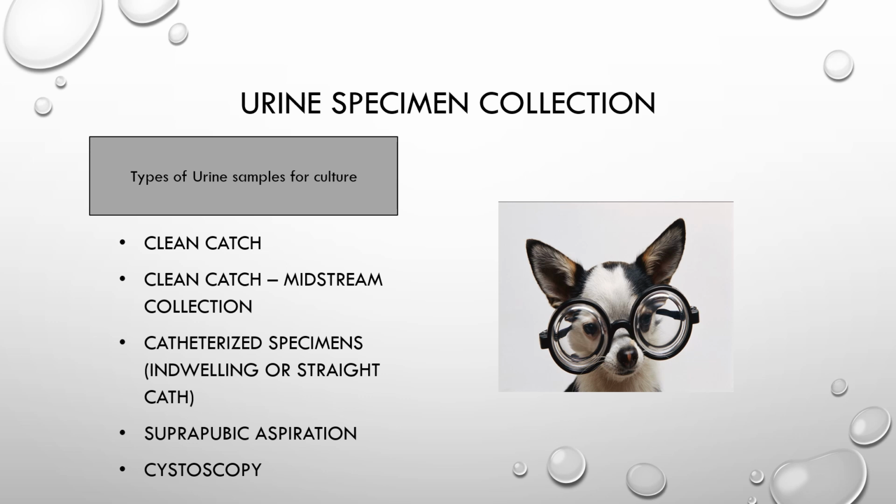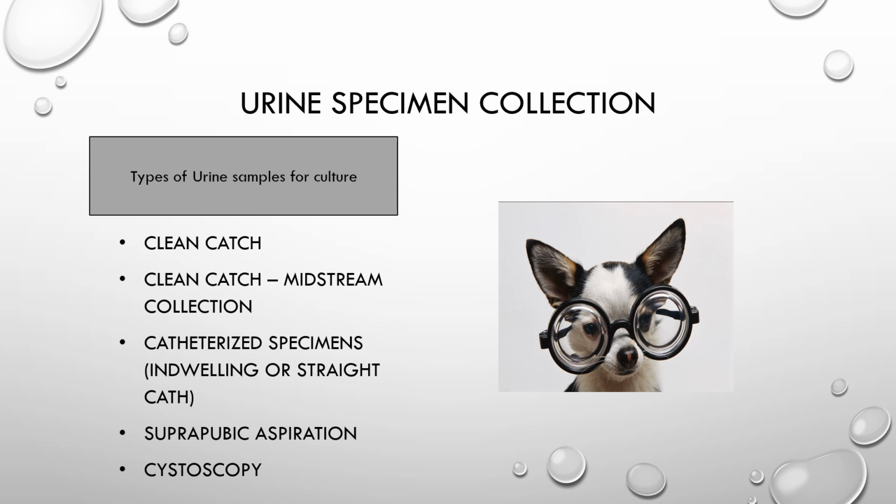Like I said, there are a number of different types of urine specimens that we can collect for culture. A clean catch is again when they clean the external genitalia or skin around the urethra, and then we collect the urine sample. A midstream is when they are collecting the middle portion of the urine void. They're actually discarding the first few mils and the last few mils, and they're collecting the midstream sample.